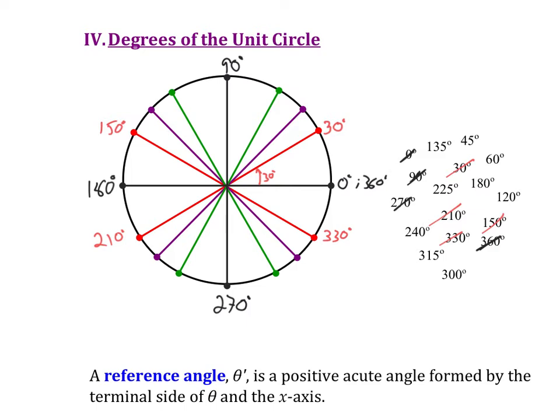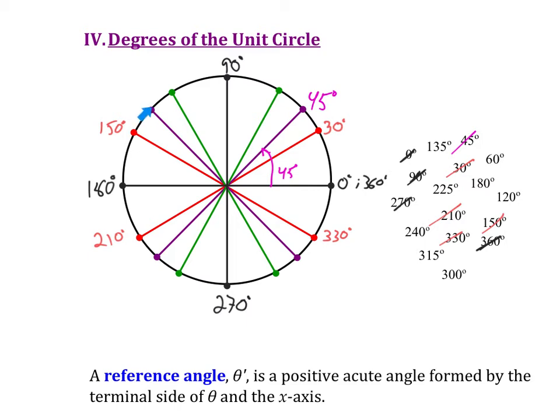Now let's go into the purples. All of the purple angles will be 45 degrees away from the x-axis. Always from the x-axis, never from the y. That first one is just a straight up 45, and we already knew that from the previous discussion.